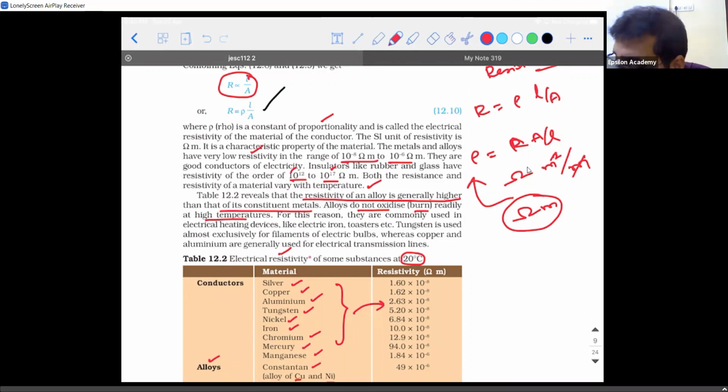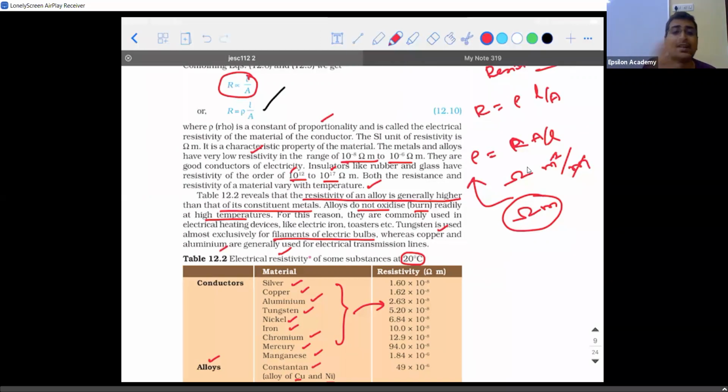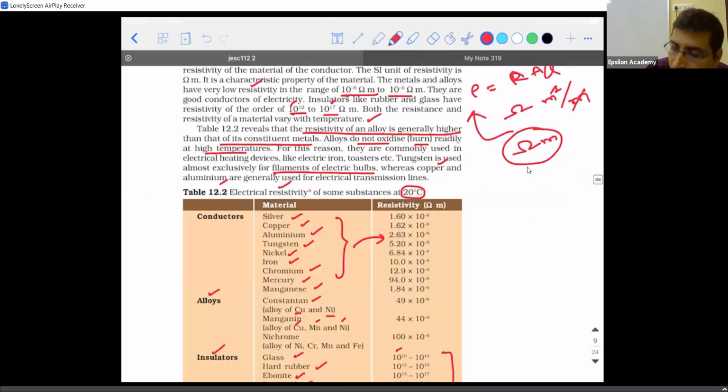Similarly, tungsten is almost used exclusively for filaments of electric bulbs. If you see an electric bulb, there will be a small filament inside. That filament is made up of a material called tungsten. Whereas if you talk about other conductors, copper and aluminum, they are generally used for electrical transmission lines, or you would have seen the wires at your home. They use copper or aluminum. Mostly they use copper. Even in your AC, there is a coil which is used. They say copper coil and aluminum coil, all those things.